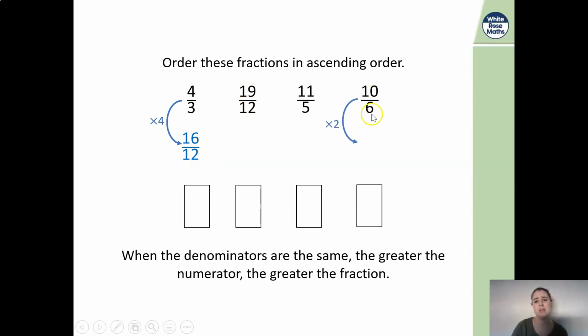This one over here, how do I get from 6 to 12? Well, we're going to multiply it by 2. So we're going to multiply both numbers by 2. That's going to give us 20 out of 12. Now this number's not changing, but this one's an odd one here, okay? If you think about it, 10 is double 5, okay? Which means that 10 over 5 is the same as 2 wholes. Now we've got 11, so we've actually got 2 wholes and 1 left over, whereas all of these are less than 2. So we know automatically that that one is going to be our biggest number, okay?